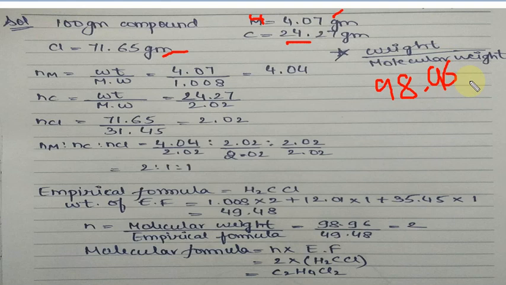Now in step 1 what will we do? Conversion of mass percentage to gram. अब हमें ये जो mass percentage में मैंने बोला है, that is hydrogen is 4.07%, carbon is 24.27%, chlorine is 71.65%. So we have to convert this percentage into gram. What we do?